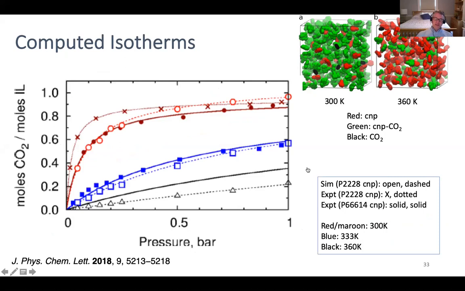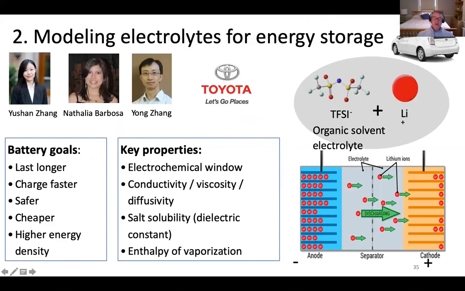So that's the first part. I spent most of my time, I have a little bit quicker now. I'll go through some energy storage. I want to be conscious of our time. We're already running a little long, but I'll quickly tell you about just a few snippets of things we've been doing modeling electrolytes for energy storage.